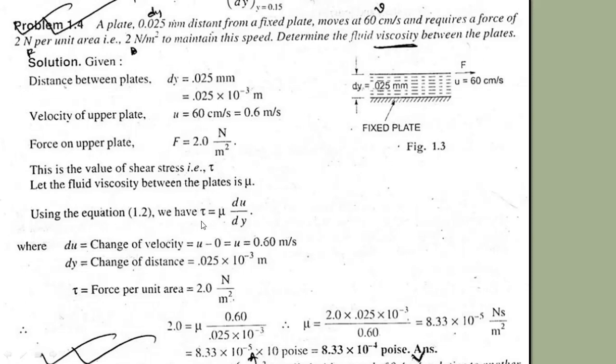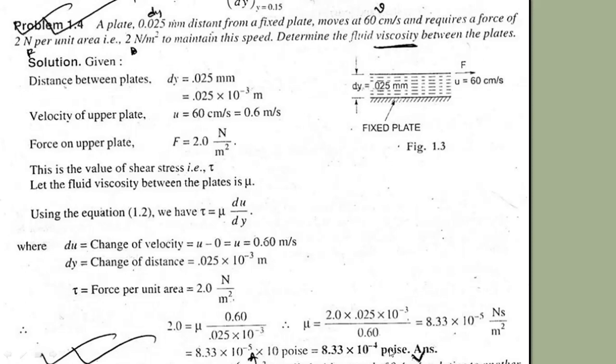Using the equation, tau is equal to mu into du by dy. So du is the change of velocity, u minus 0, which is 0.60 meter per second. dy is the change in distance, which is 0.025 into 10 raised to minus 3 meter. So tau, the force per unit area, is equal to 2 Newton per meter square. So 2 is equal to mu into, put this value and you will get the answer, in poise.